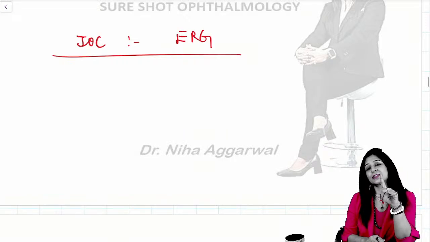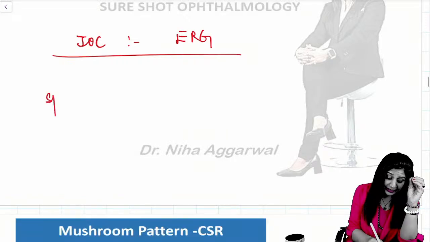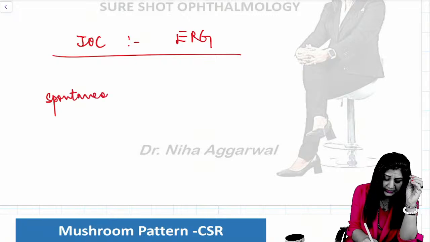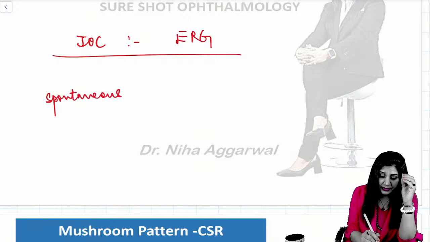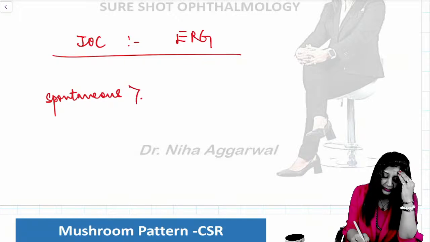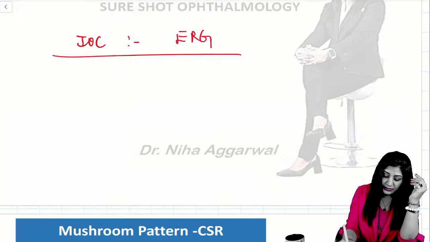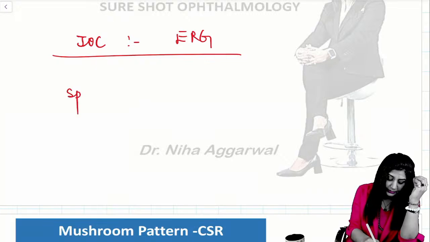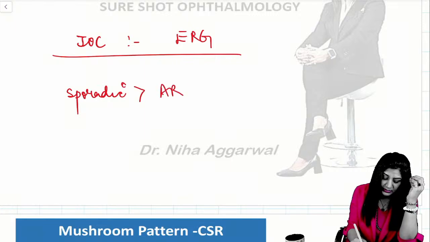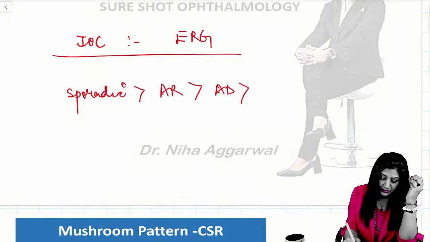Investigation of choice is the ERG. As for the inheritance pattern, it can be spontaneous, a sporadic pattern. So the most common is the sporadic pattern, followed by the familial forms like autosomal recessive, autosomal dominant, and X-linked recessive.